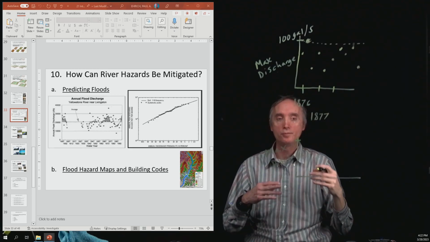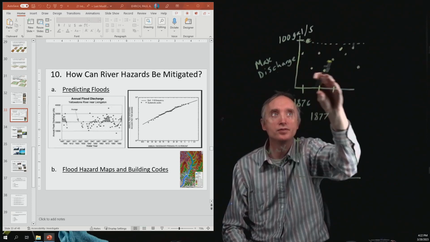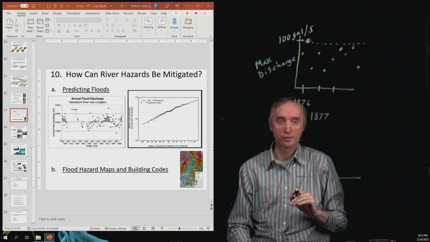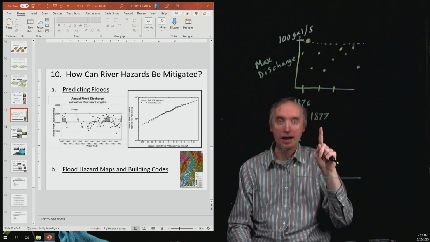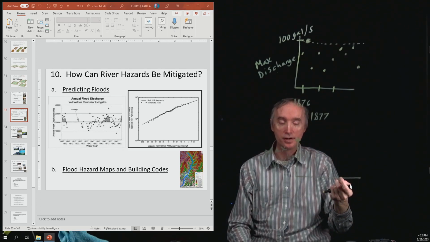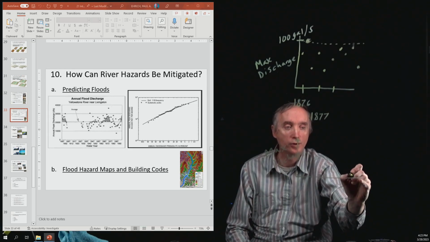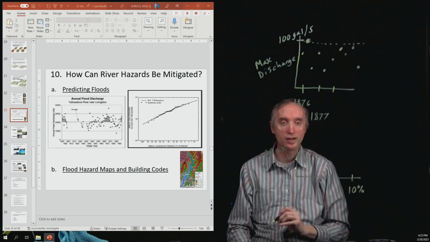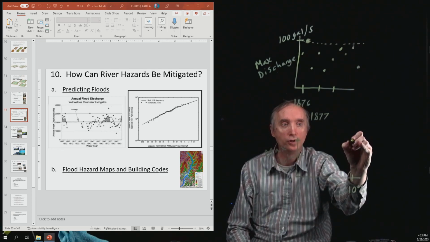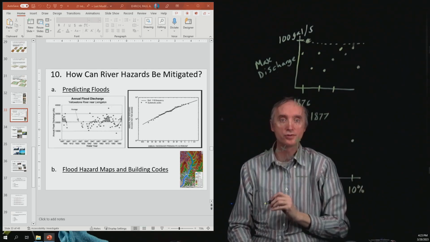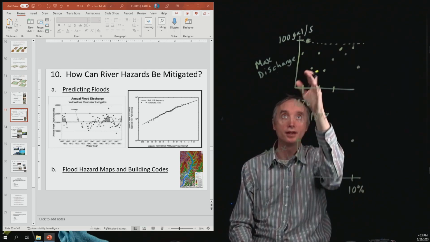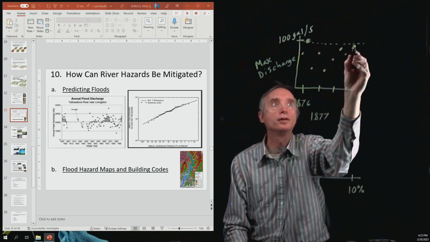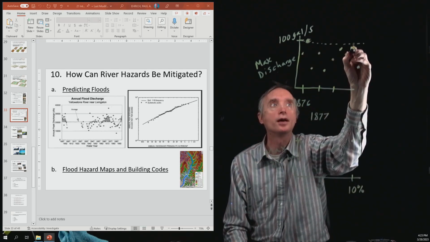Now what percent of all of these floods had a maximum discharge of 100? Only one out of 10. So that would mean that if we go over here, we could put down 10%. So 10% of the floods would have a maximum discharge of 100 gallons per second. Okay, now let's go down a little bit lower and look at this one here.